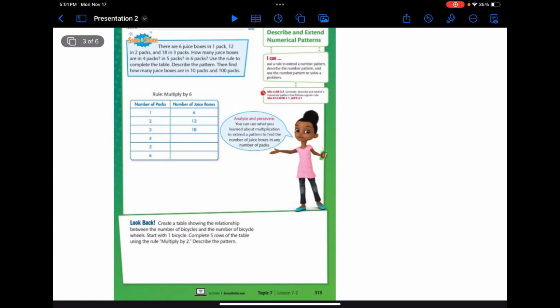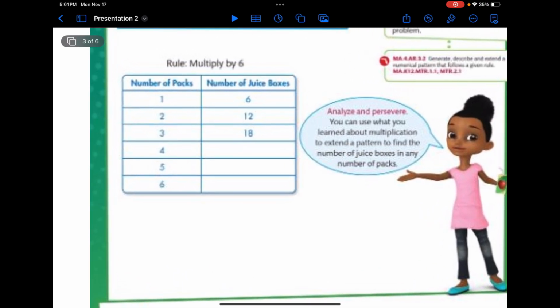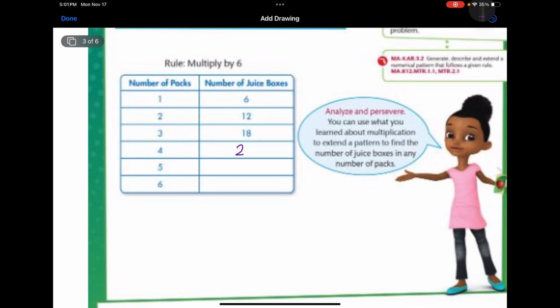So the rule is, it says to multiply by 6. So if I multiply 4 times 6, what do I get? 24, that's right. Okay, what if I multiply 5 times 6? Yep, I get 30. And then 6 times 6, I get 36.